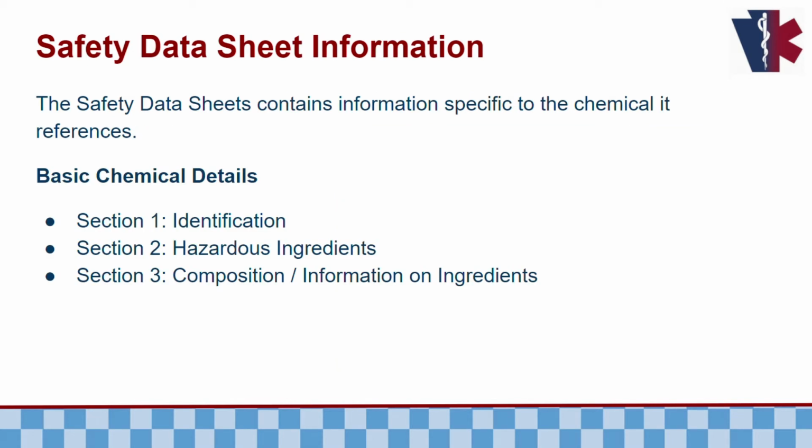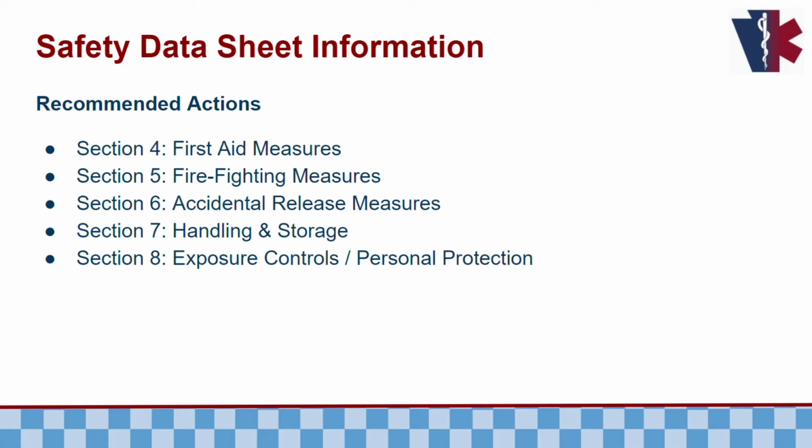The appearance of safety data sheets may vary from vendor to vendor, but all safety data sheets must contain specific elements identified in the HazCom standard. Basic chemical details includes information about identification, hazardous ingredients, and composition of those ingredients. The recommended actions section includes first aid measures. Remember, these are general first aid procedures and not EMS medical protocols.